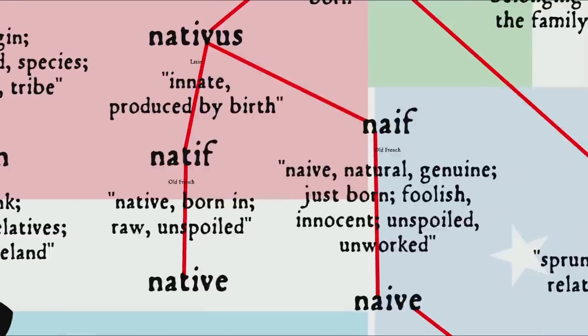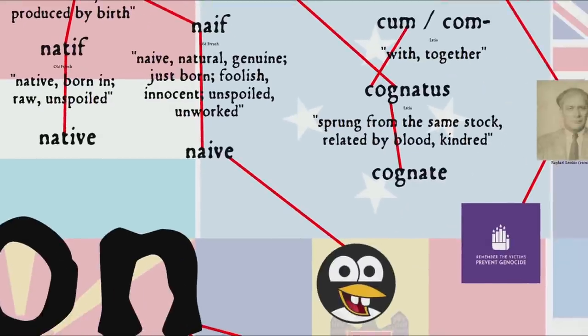Also from Latin nativus comes Old French naïf, native, natural, genuine, just born, foolish, innocent, unspoiled, unworked, which makes its way into English as naive in the 1650s, with the sense natural, simple, unsophisticated, artless, undergoing a gradual process of pejoration from born, innate, natural, native, rustic, to lacking judgment, gullible.